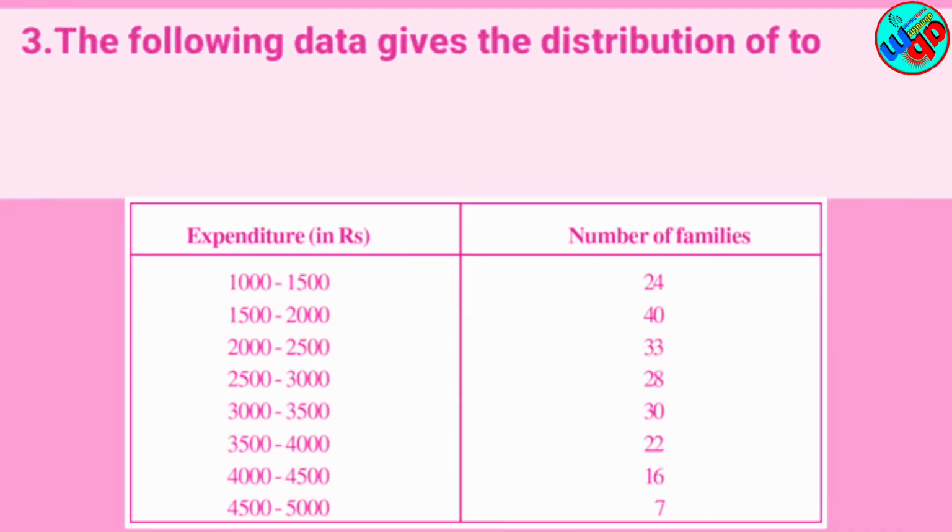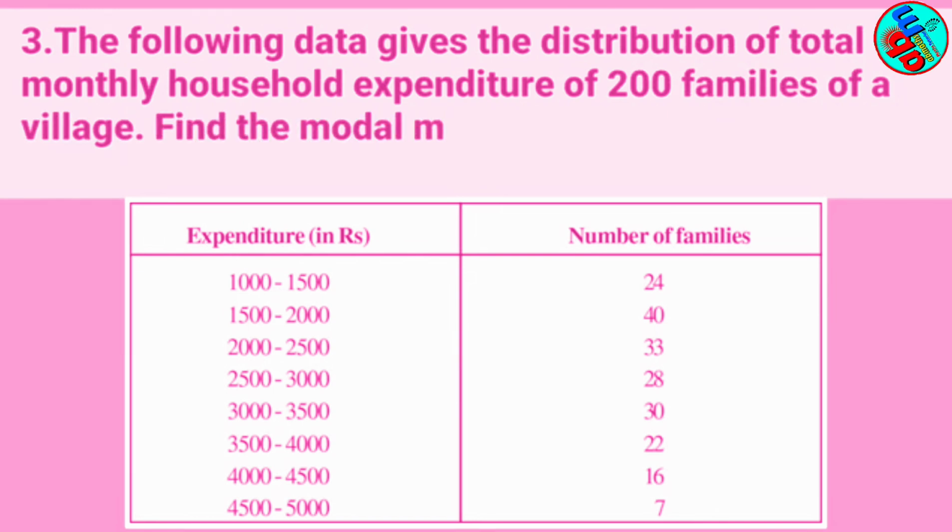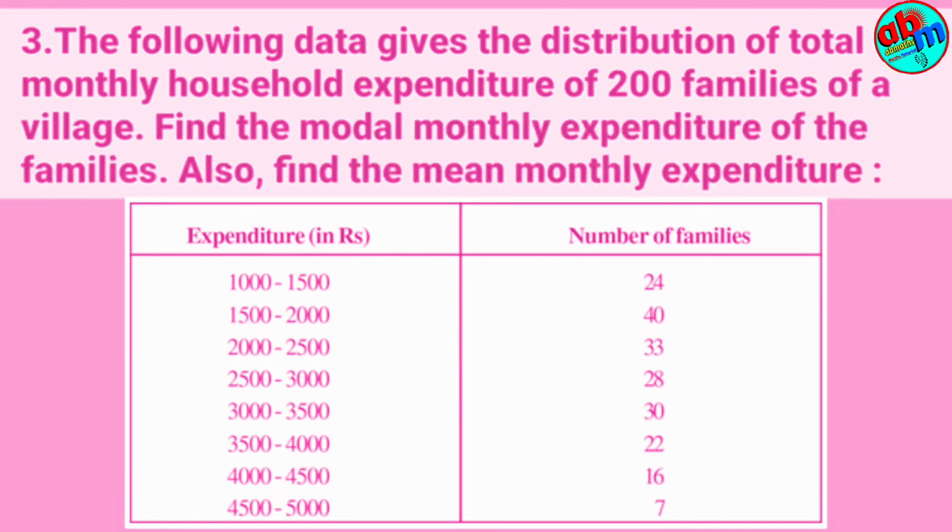The following data gives the distribution of total monthly household expenditure of 200 families of a village. Find the modal monthly expenditure of the family. Also find the mean monthly expenditure. So we are going to solve it now.